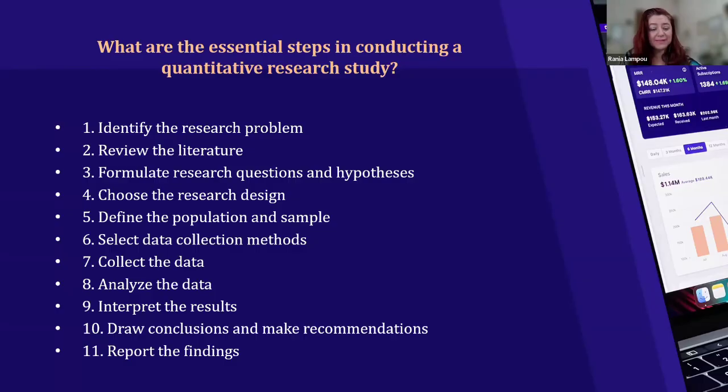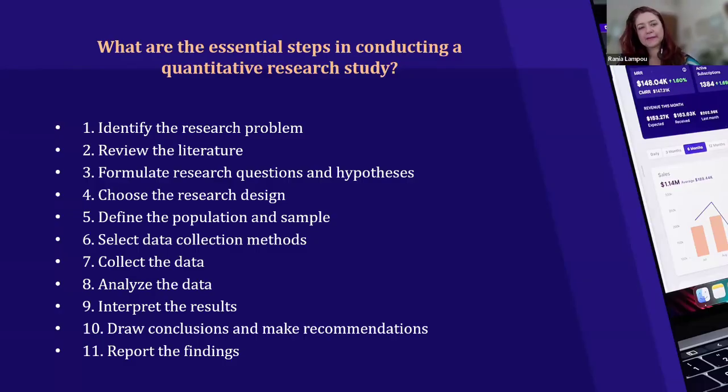Then we interpret the results. We try to relate findings to the hypothesis and literature and discuss whether the results support or reject our hypothesis. Then we draw conclusions and make recommendations. We summarize the key findings and address implications and limitations, and suggest areas for further research. Then we need to report the findings, presenting results in a structured format. That would be a journal article, thesis, or report, including tables, charts, and graphs to support findings.